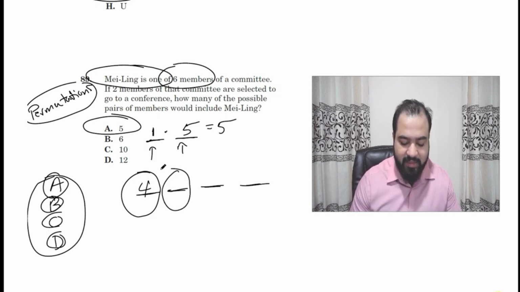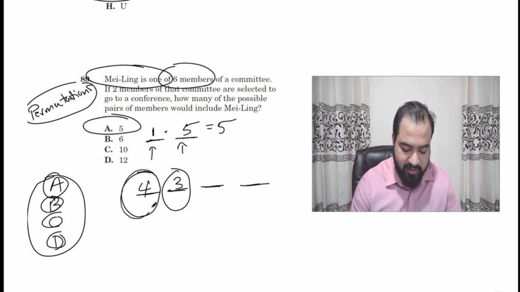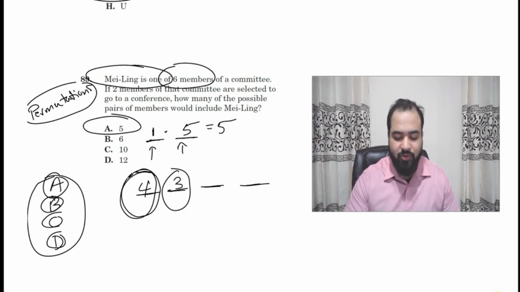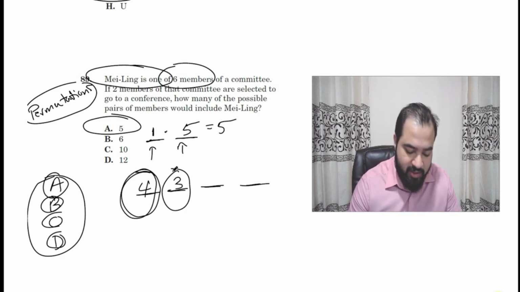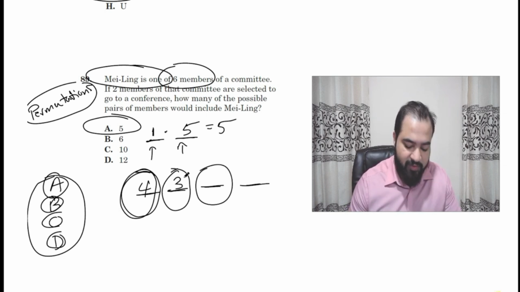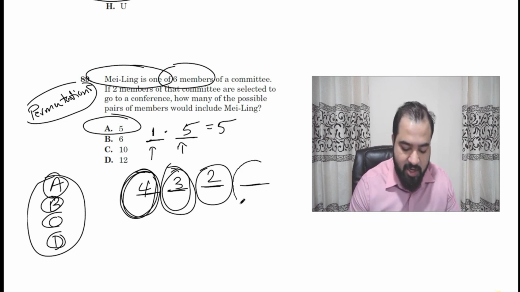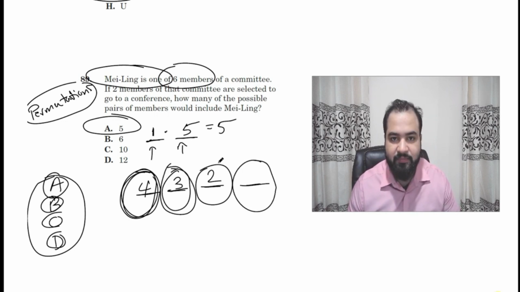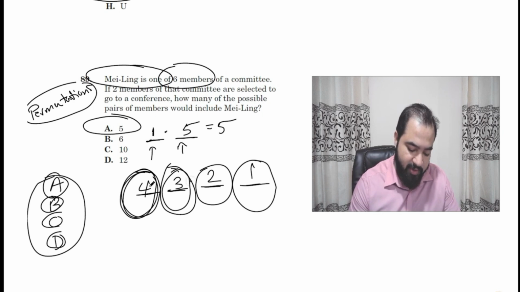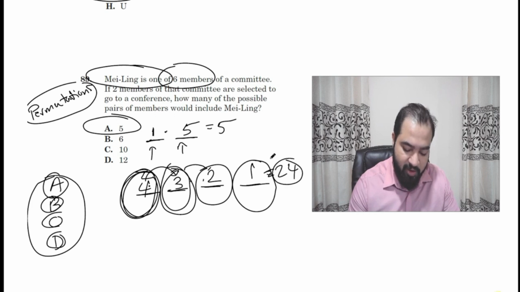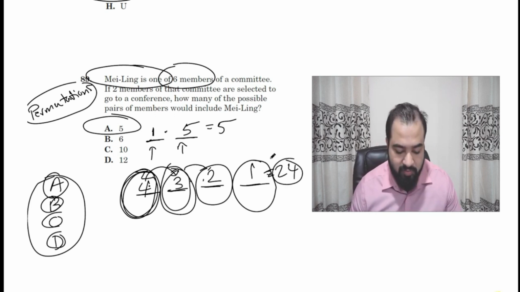How many options for the second seat? This time we have 3 options, because whoever is sitting on the first seat is not allowed to sit on the second one again, of course. How many options do we have for the third seat? 2 options, because whoever is sitting on the first 2 will not come back to the third seat. How many options do we have for the last one? 1 option. You're right. So now let's multiply. 4 times 3 is 12. 12 times 2, 24. So the answer is 24. These are permutation questions, the arrangement questions.